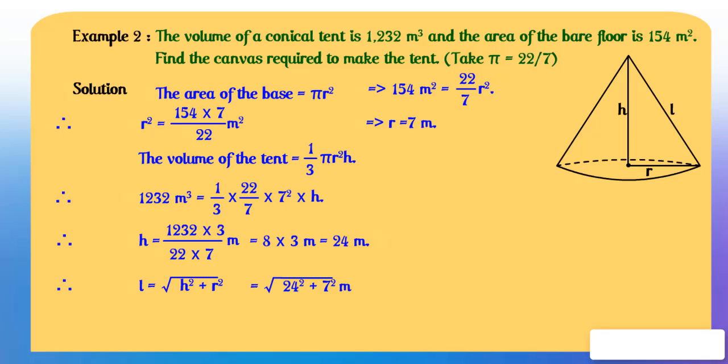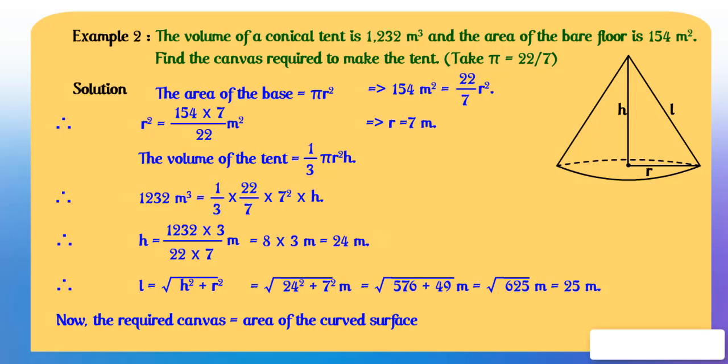Therefore, L is equal to under root of h square plus r square, which is equal to under root of 24 square plus 7 square meter. This is equal to under root of 576 plus 49 meter, which is equal to under root 625 meter, which is equal to 25 meter.